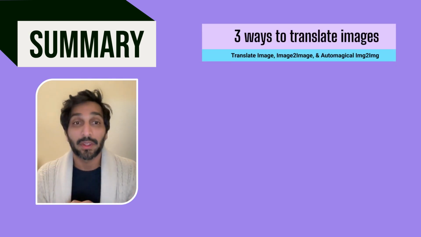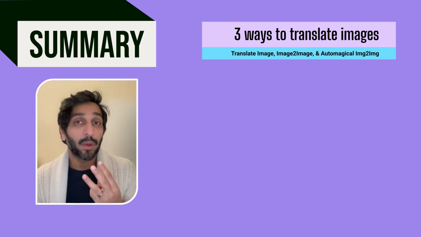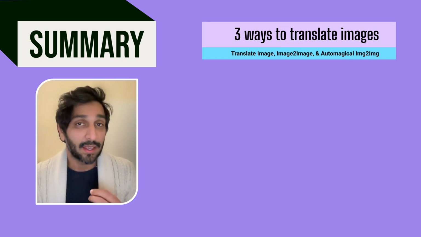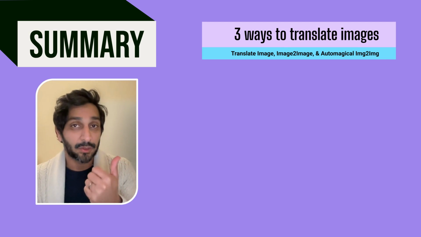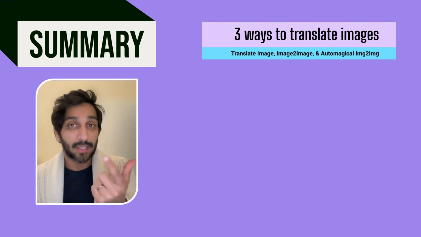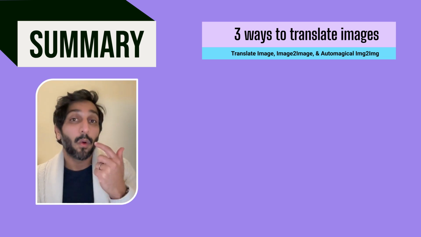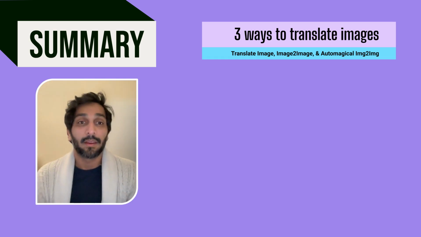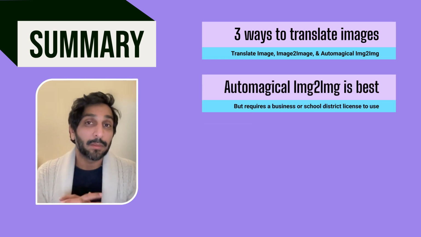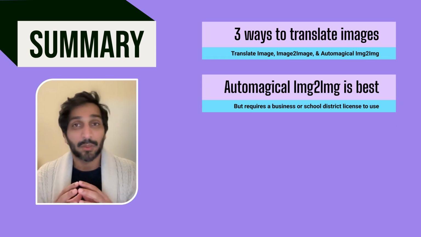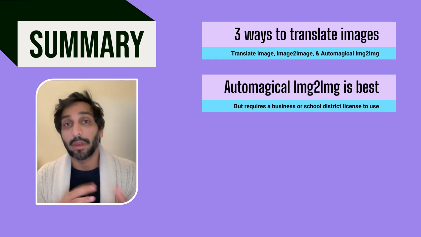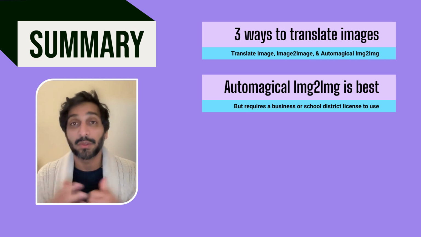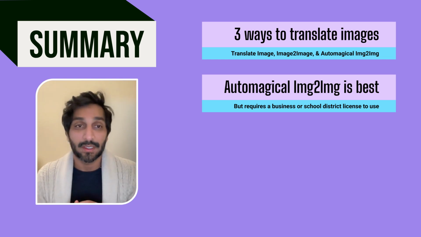So to summarize, really, number 1, you have 3 different ways to translate images in your slide deck: either extracting the text and translating just that, translating the image to a brand new image, or using Automagical Image to translate the image and also allow you to edit the text afterwards. Number 2, use Automagical Image to Image most of the time, as we think this is the best performing way to do image to image translations and allows you to edit the text after the translation is done.